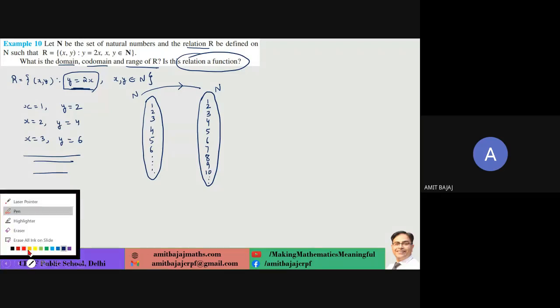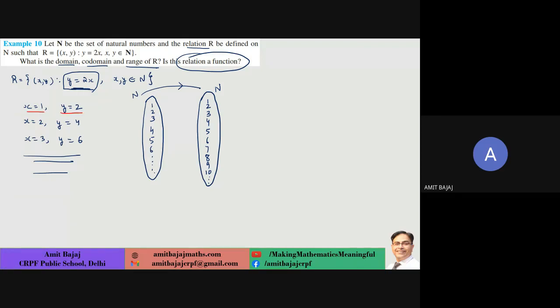Now, when we map them together, when x is 1, y is 2. Remember, x is here, y is here. When x is 1, y is 2. When x is 2, y is 4. When x is 3, we have y as 6. Similarly, when x is 4, it is 8. When it is 5, it is 10, and so on. Based on this understanding, what is the domain? What is the codomain? And what is the range? Anyone?